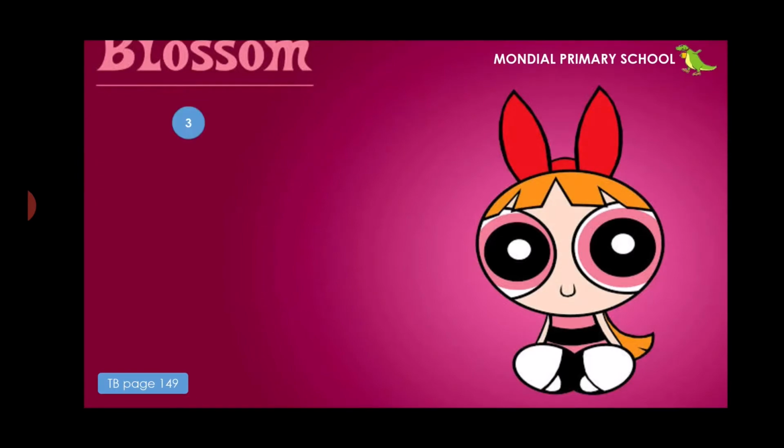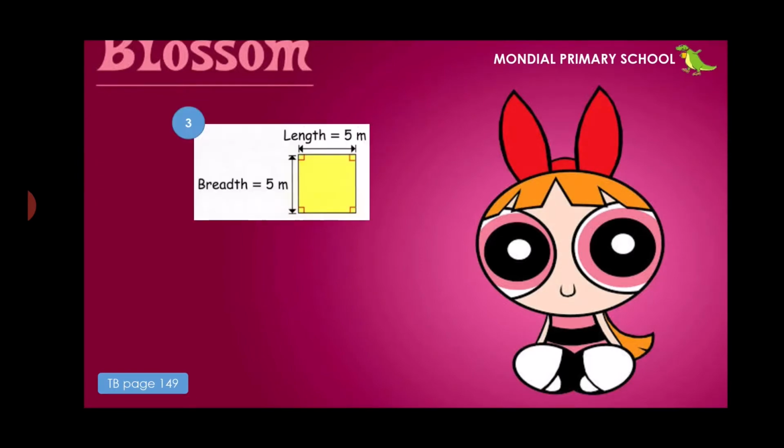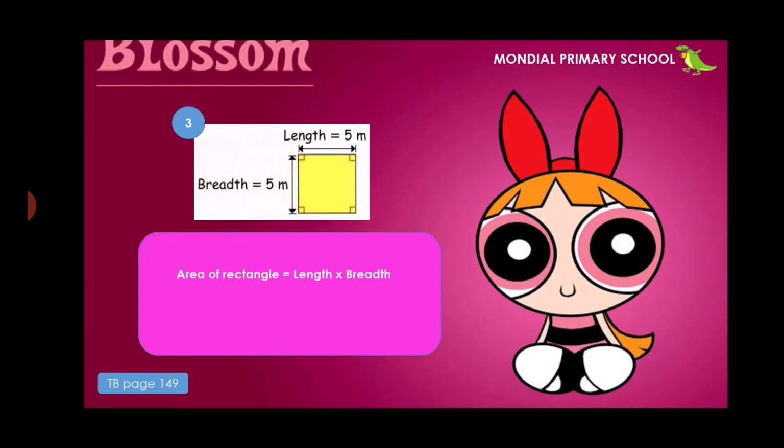Number 3. Now, we have to find the area of a square. Look at the video. The length of the square is 5 cm. Remember that the lengths of all sides of a square are equal. So, to find the area of the square, we can multiply 5 by 5. Hence, the area of the square is 5 times 5 is equal to 25 square meters.